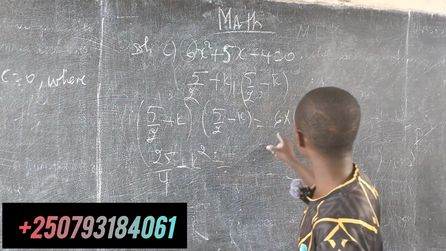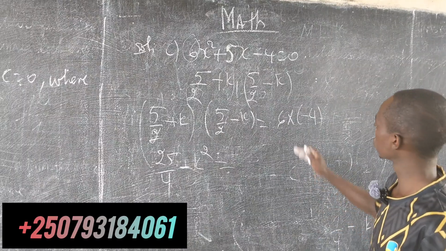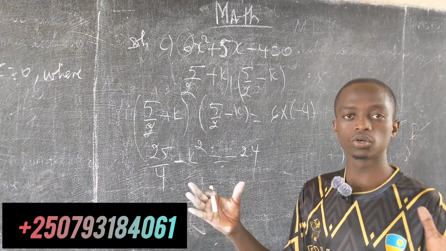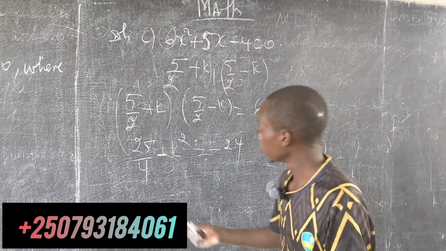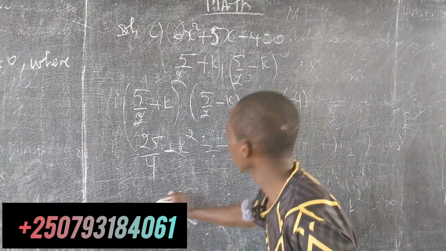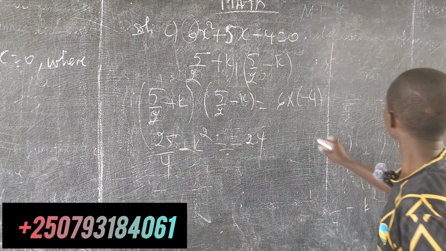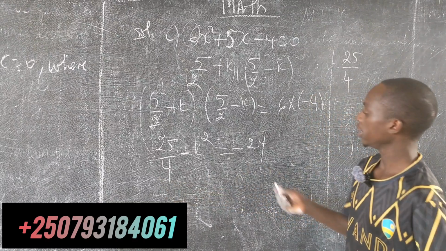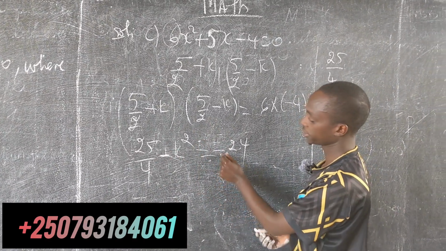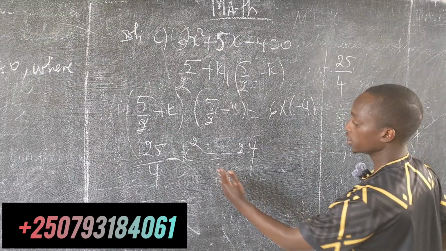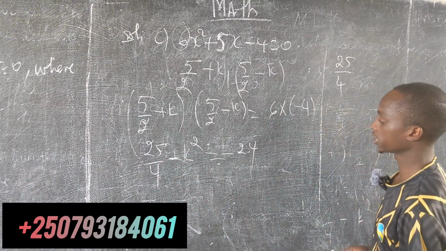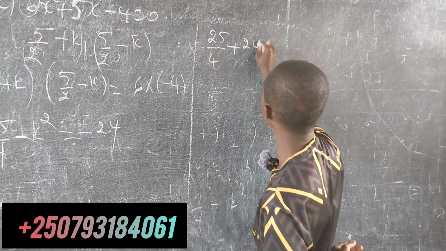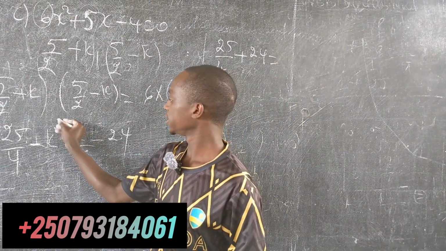So here we need to get 6 times minus 4, it is going to be negative 24. And remember, we need to collect like terms. So here we need to take negative 25 over 4 and add it to this number. If this number has a negative and it moves to this side, it changes its sign. It is going to be positive 24, which will be equal to this k square.